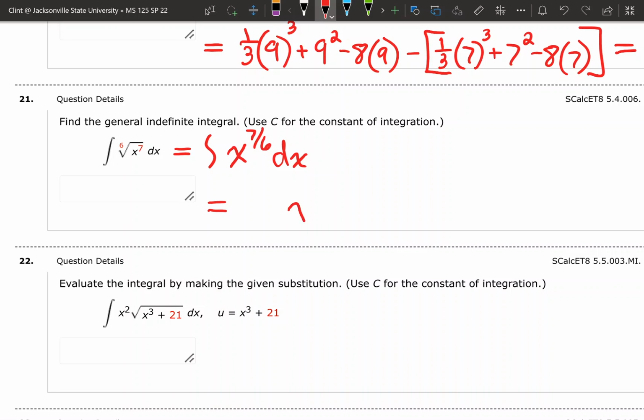And then our antiderivative will add 6 over 6, add 1, so it'll be 13 over 6. And then divide by 13 over 6, that means flip and multiply, so we get 6 over 13. And then it's indefinite, so we need a constant of integration.